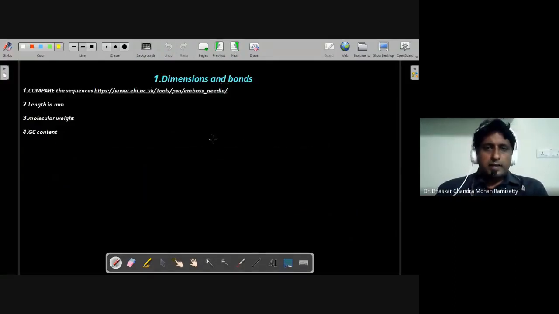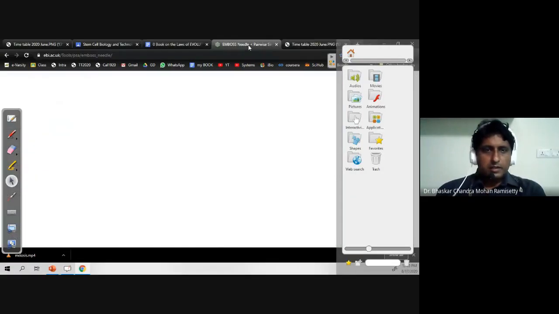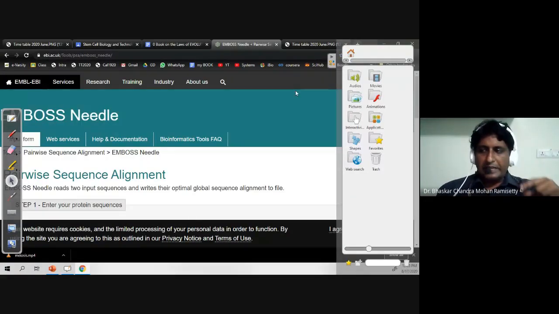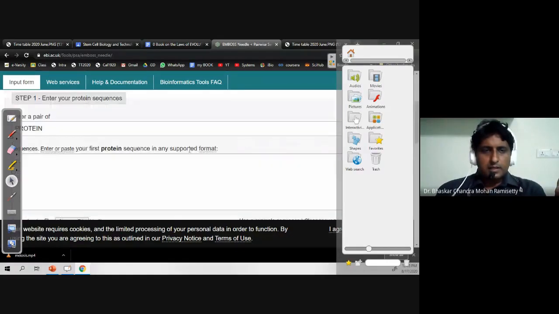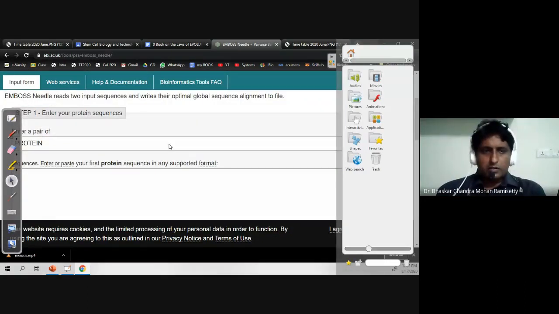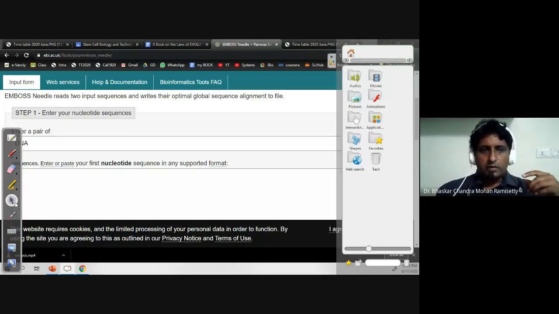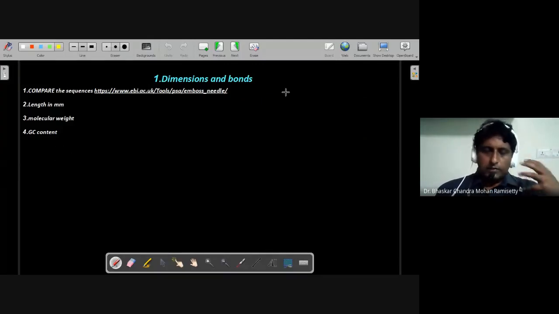The first one is that you can always go to a tool for quickly comparing sequences to see if there are any differences or not. The link is already provided to you. You go there and put in your sequence, protein sequence or nucleotide sequence. You can choose based on that. Here you should go to DNA, and then the website will show you the pairwise alignment.